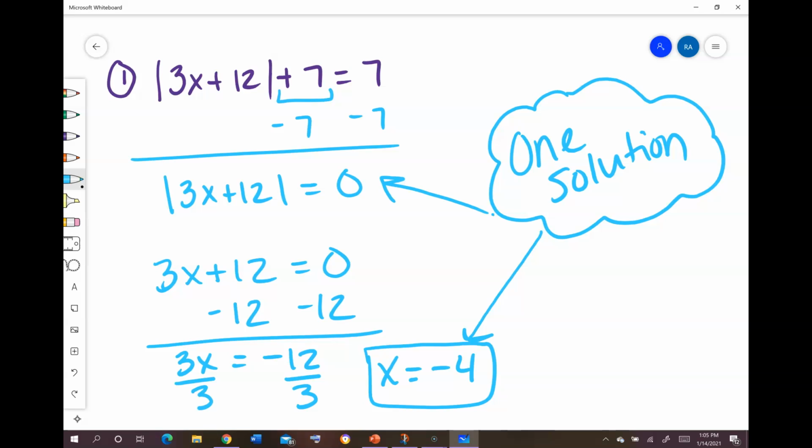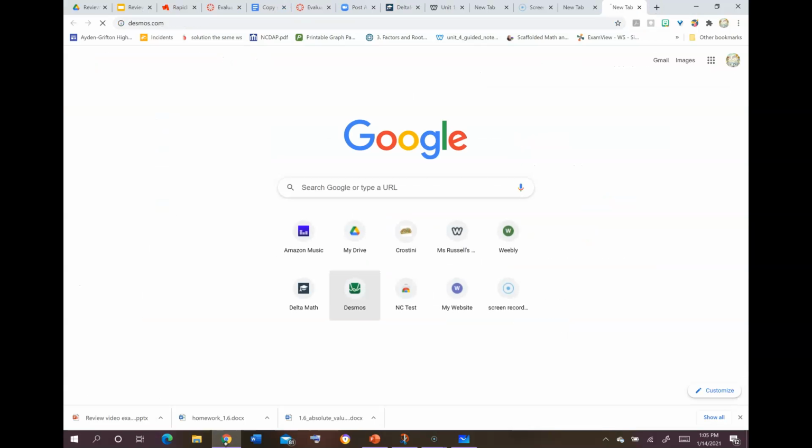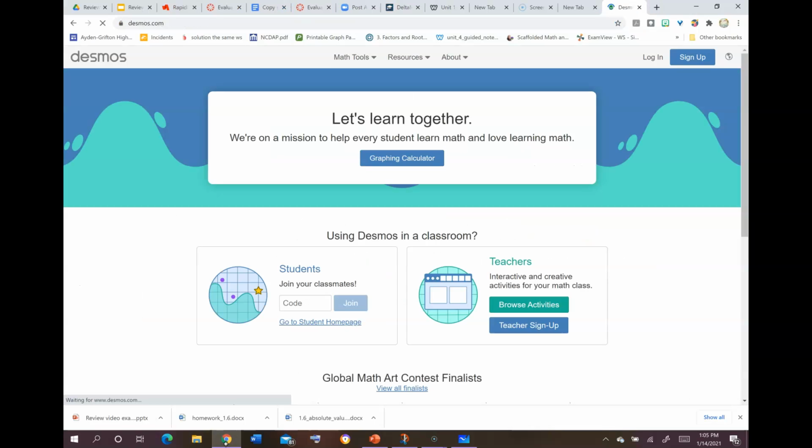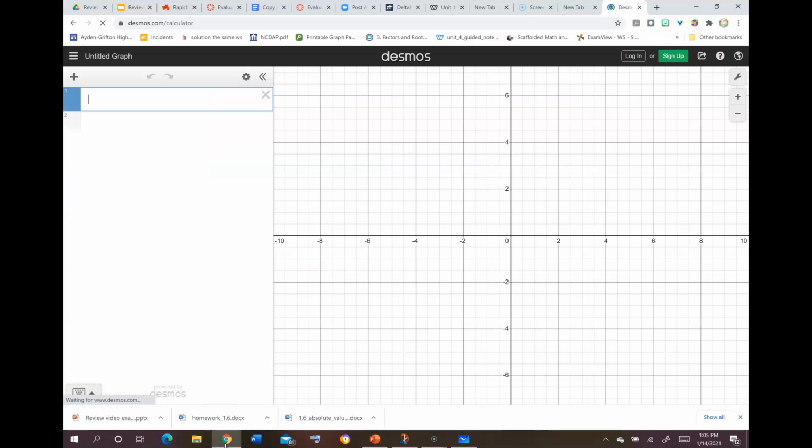Checking your answer is super easy with a graph if you treat it like a system of equations. Anytime you need to solve an equation, all you have to do with Desmos is make the left-hand side line 1 and the right-hand side line 2, and you're trying to find where they intersect. So I'm going to go to Desmos. Pull Desmos up. We got the answer to be negative 4, so let's see if that's what we get when we do this tip and trick of checking our work.